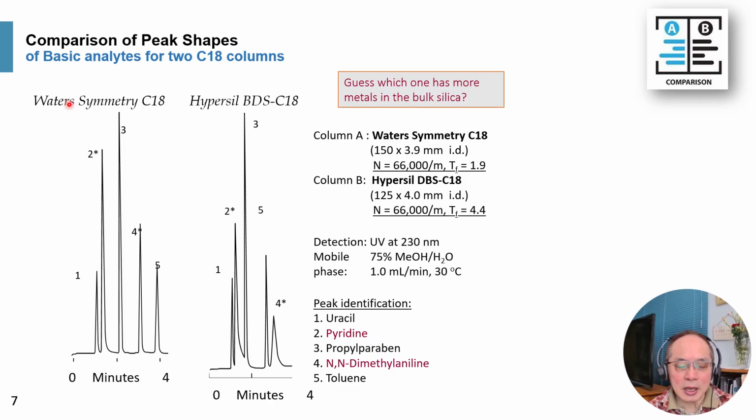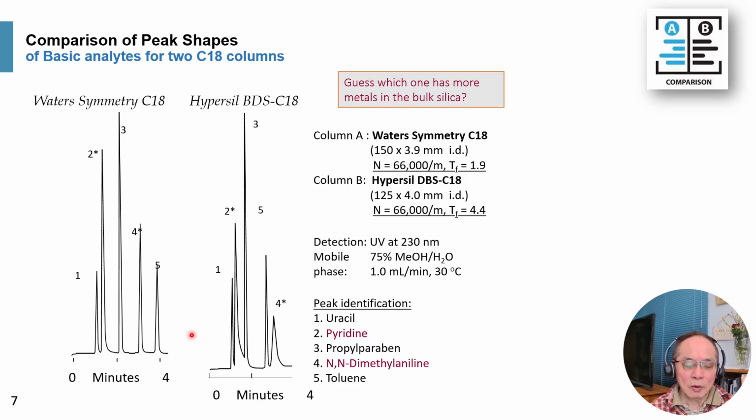Okay, and here is a comparative chromatogram of a 5-component test mixture. Two of these are basic components, and we're comparing Waters Symmetry, which is the first generation of high purity silica material made into a column, versus Hypersil BDS. And the mobile phase is pretty straightforward, without any ionic salt or additive, 75% methanol in water. And we're comparing the chromatogram and the performance in terms of peak shape.